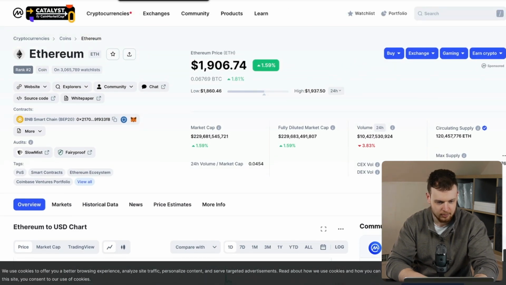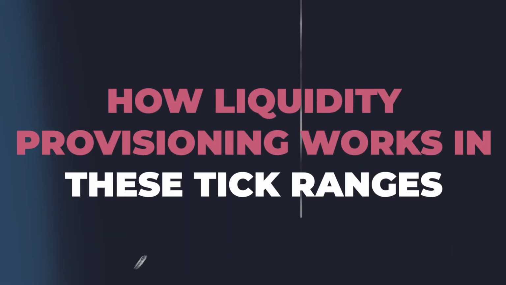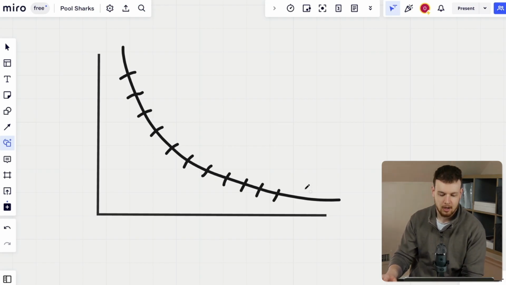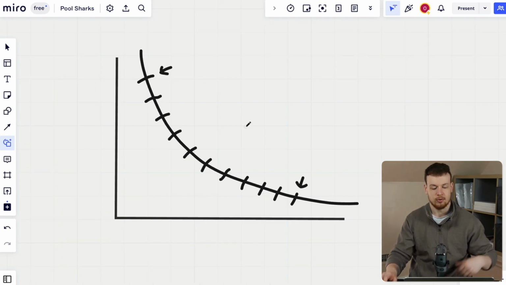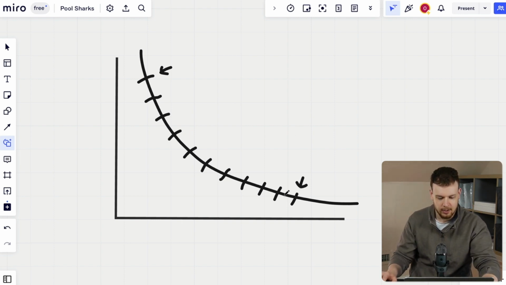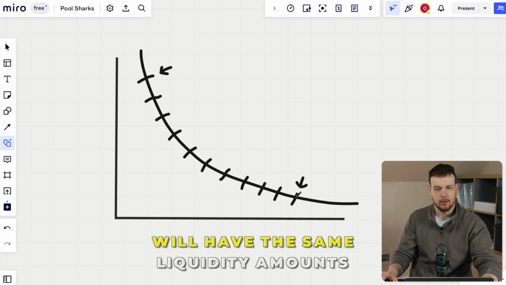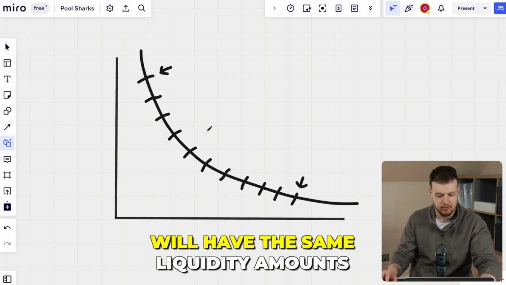Okay, so we've gone over what ticks are and how we can compute the prices that correspond to individual ticks. Now let's examine how liquidity provisioning actually works within these tick ranges. Let's say I create a position over this tick range here. This is my lower tick and this is my upper tick. All of the liquidity that I provide is split up across all of these individual tick ranges, so we'll have the same liquidity amount in each of these tick buckets.